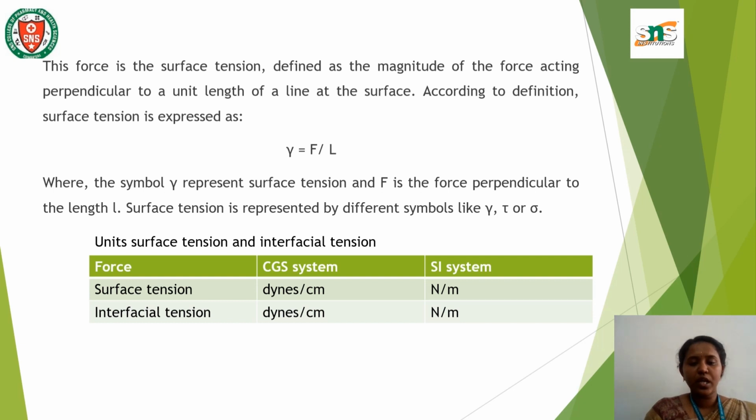Units of surface tension and interfacial tension. Surface tension is expressed in dynes per centimeter; in the SI system it is N per m. Interfacial tension is measured in dynes per centimeter; in the SI system it is N per m.